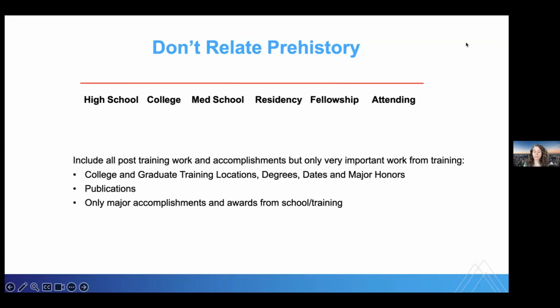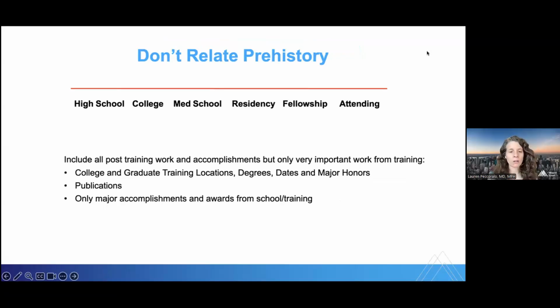So you have to include your college and graduate training locations, degrees, dates, and major honors. So if you graduated summa cum laude, right, you want to make sure to include that. You want to include all publications, all peer-reviewed publications, even if you have them in college or medical school. But in terms of major accomplishments and awards, you want to include only really the major ones, right? The ones that really stand out, not every little A+ you got in something, but it's really about the major awards. And if you have questions about what to include here, you can always ask a mentor specifically.